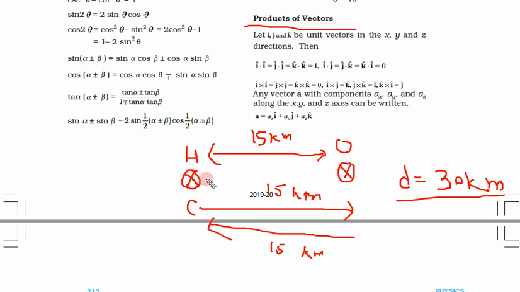But let us see displacement. The car started from this point, went to the other point, and the final position is the same as the initial one. So the car has not moved, and displacement is equal to 0. Why? Because the car has returned to the same place. So this is the difference between a vector quantity and a scalar quantity.